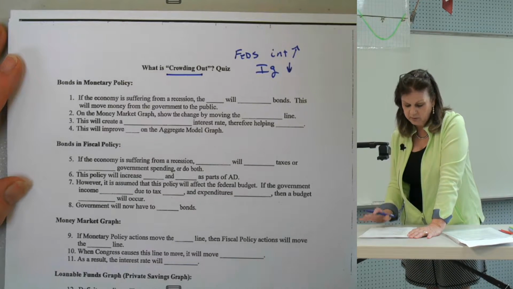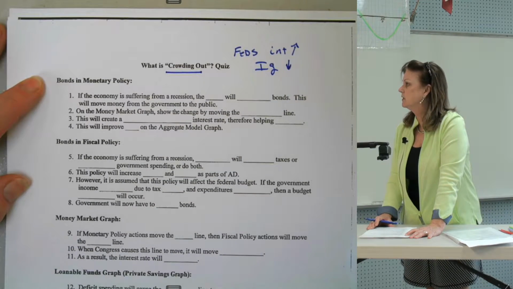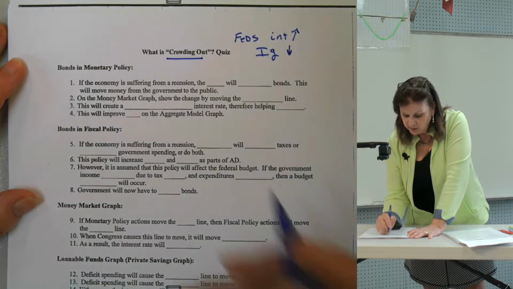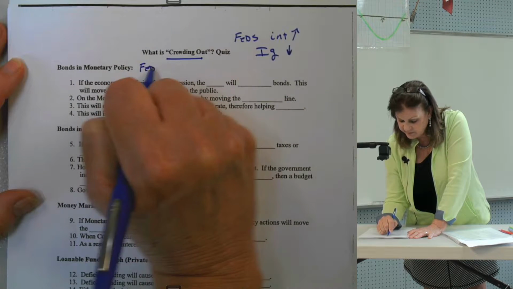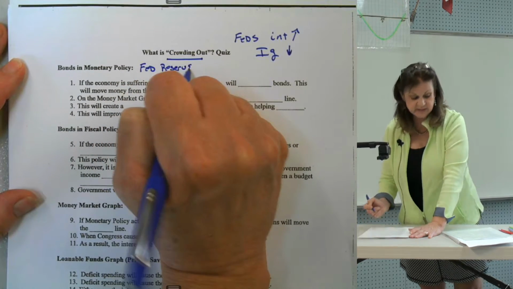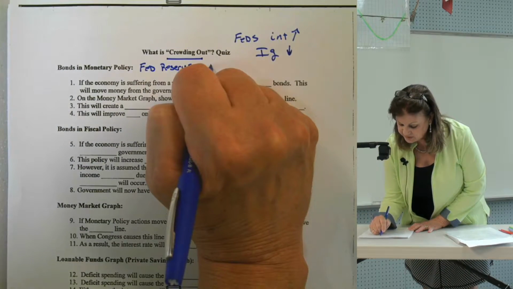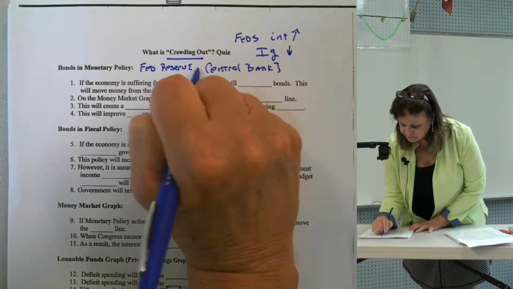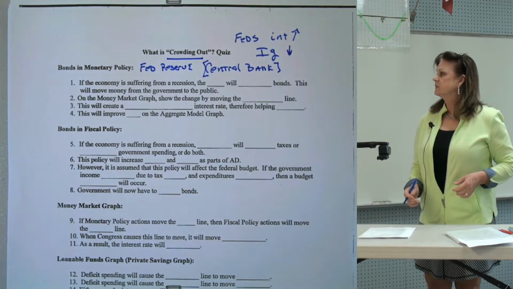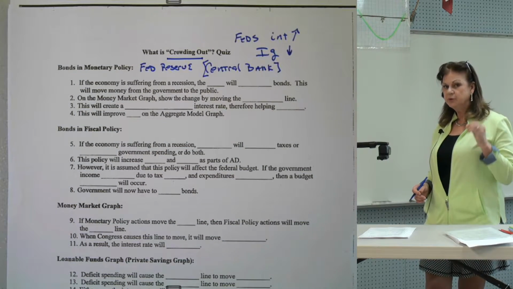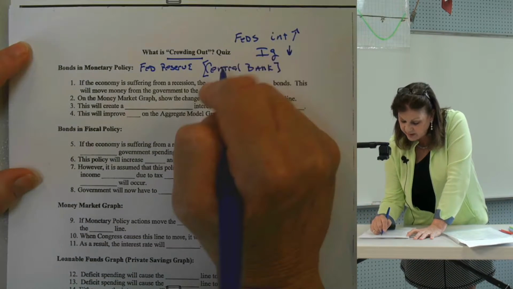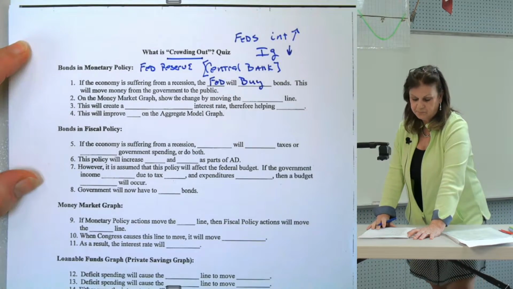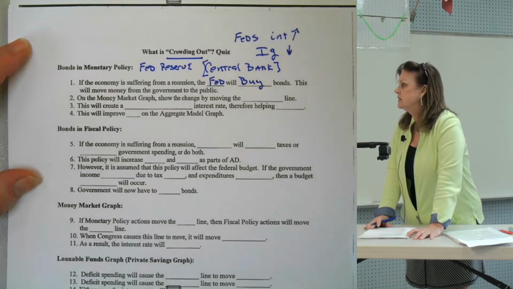So here we go. We're going to go through this step by step. Bonds in monetary policy. So if we're talking about monetary policy, you are talking about the Federal Reserve Bank, or, as you'll see it in your test questions, the central bank. If the economy is suffering from a recession, they want to put money in. So what will they do? The Fed will buy. Remember, put equals buy. This will move money from the government to the public.